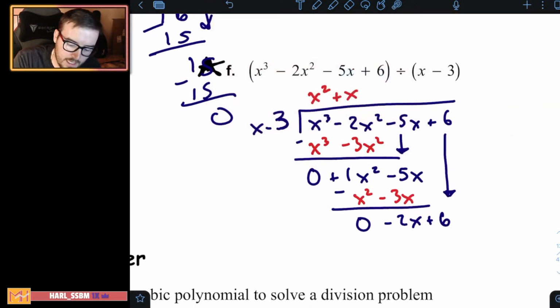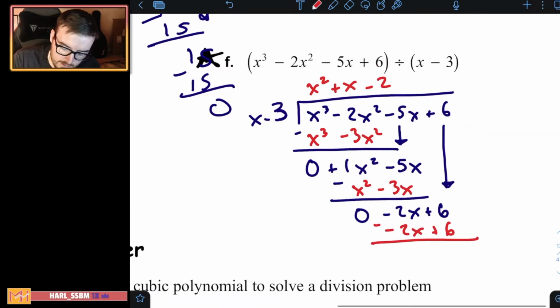Ask yourself one more time, x times what gets me negative 2x? The answer, negative 2. Negative 2 times x is negative 2x, and negative 2 times negative 3 is positive 6. When I subtract, I end up getting 0, a remainder of 0.